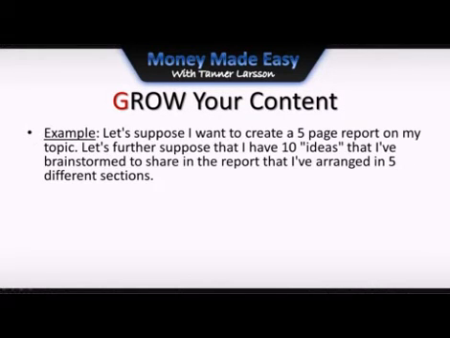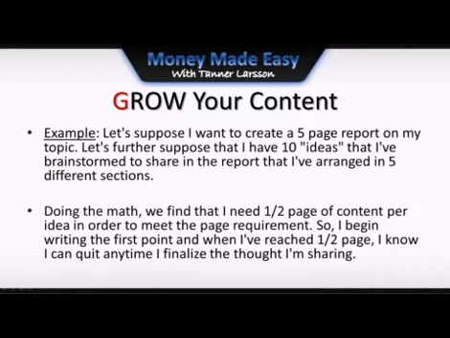Here's an example. Let's suppose I want to create a 5-page report on my topic. Now let's further suppose that I have 10 ideas that I've brainstormed to share in the report, and that I've arranged them into 5 different sections. Okay? So doing the math, we find that I need a half a page of content per idea in order to meet the page requirement. So I begin writing the first point, and when I've reached half a page, I know that I can quit anytime I finalize the thought I'm currently sharing. All right, that's an easy way to do it.